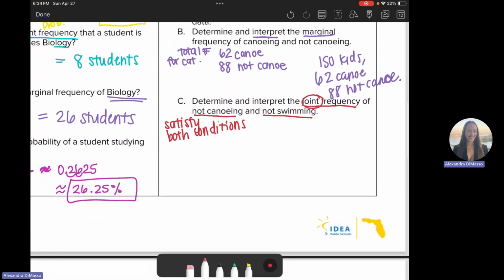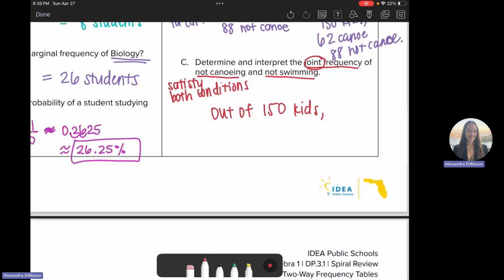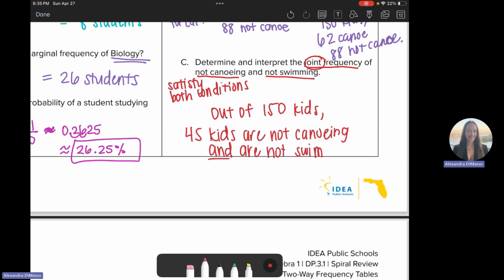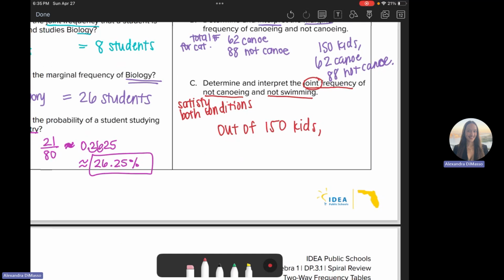So out of my 150 kids, there were a total of 45 kids who are not canoeing and are not swimming because they're little weenies with like little babies.